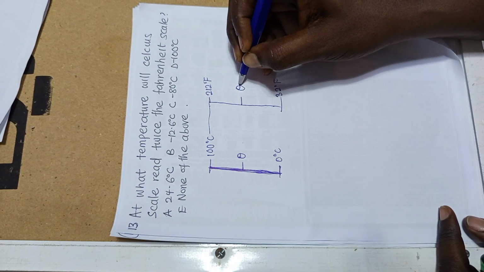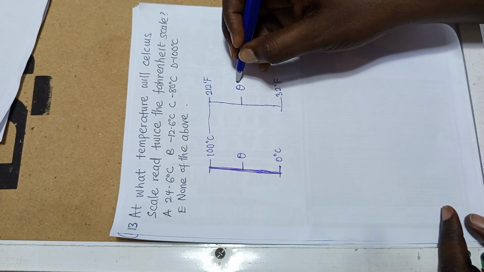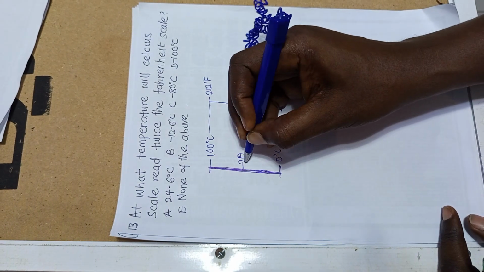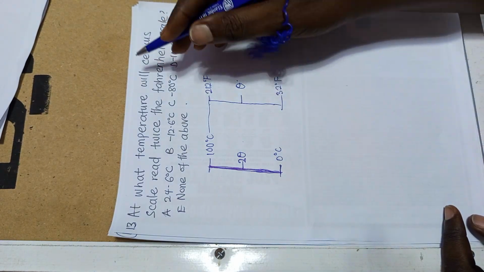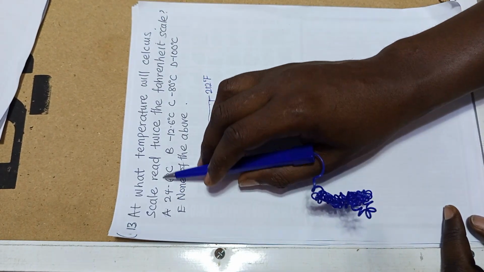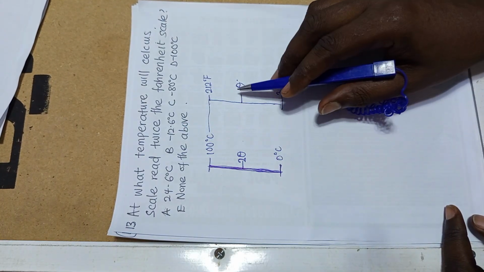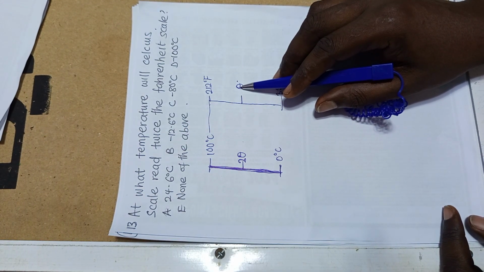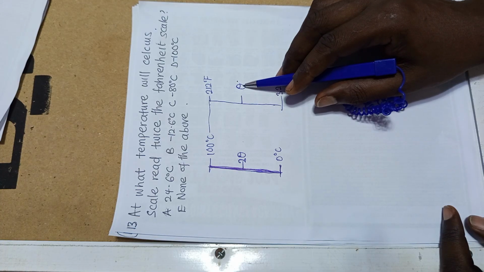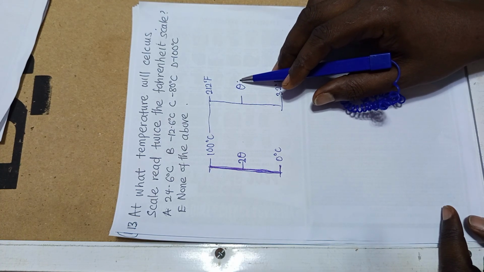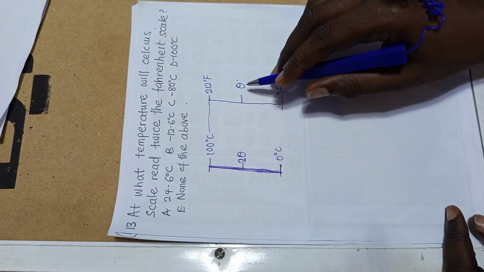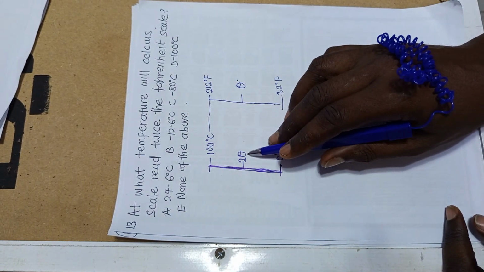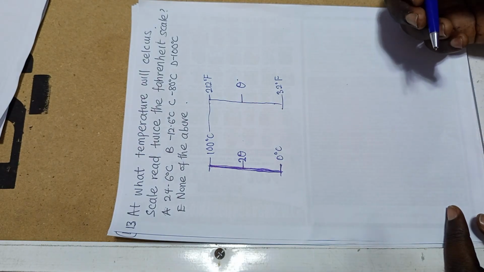So if the Fahrenheit scale is theta, the Celsius scale will be 2 theta. We want the Celsius scale to read twice the Fahrenheit scale. So if the Fahrenheit scale reads 40, for example, the Celsius scale will read 80. That means the Celsius scale is reading twice the Fahrenheit scale.